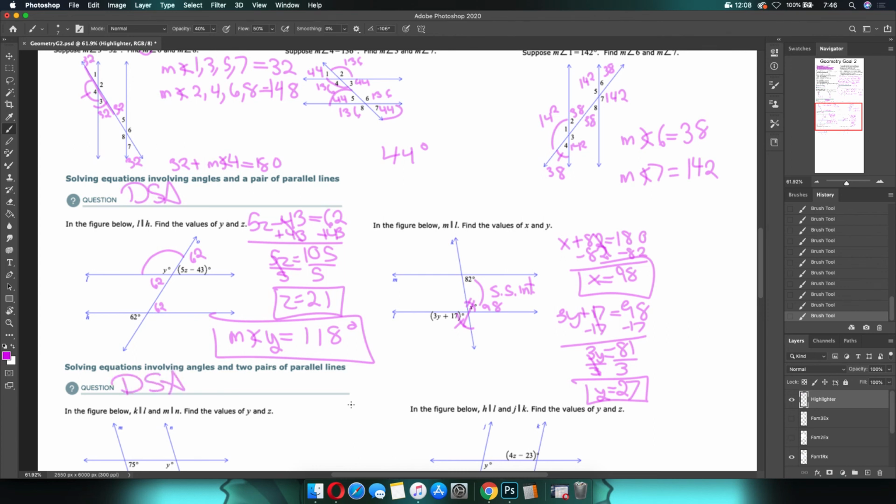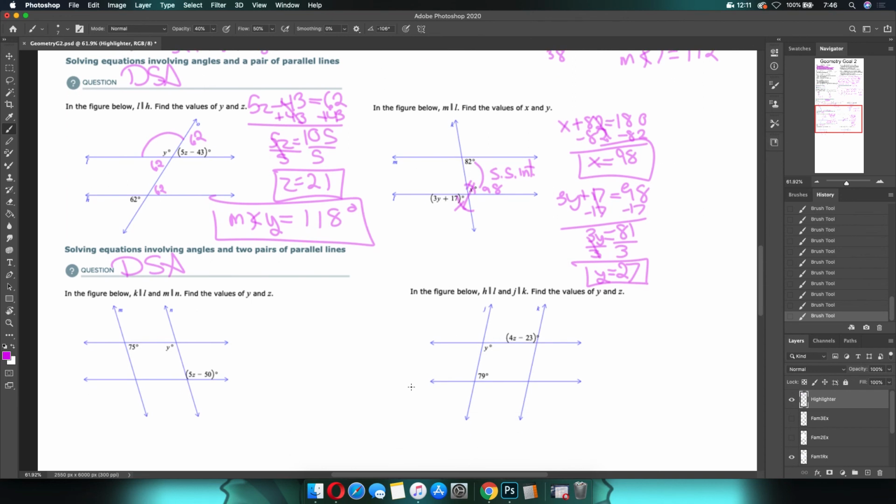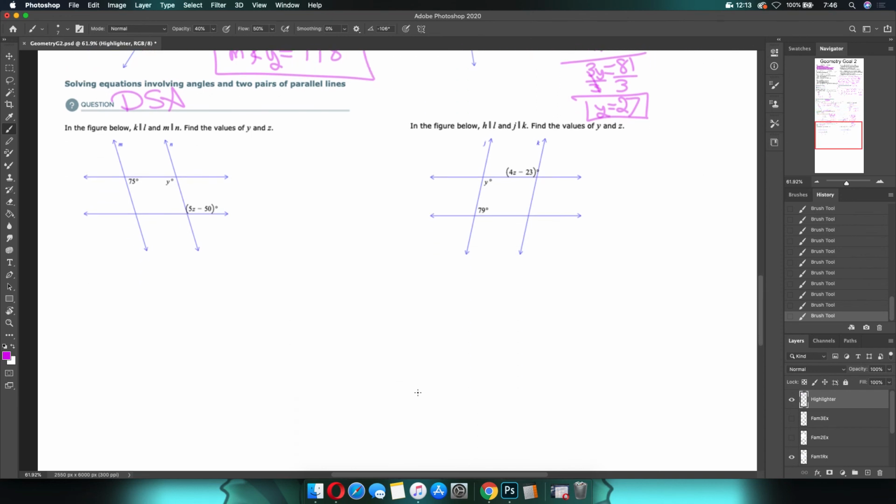Next, for the record, is a DSA question, and miss, there's 2 lines, there are multiple transversals, but we still know what we're doing. 75 everywhere. Okay, so what is 180 minus 75? Oh yeah, it's 105. And then that means this is 105. So the measure of angle y is 75 degrees. And now we know 5z minus 50 equals 75. Ms. Dubois, good job.